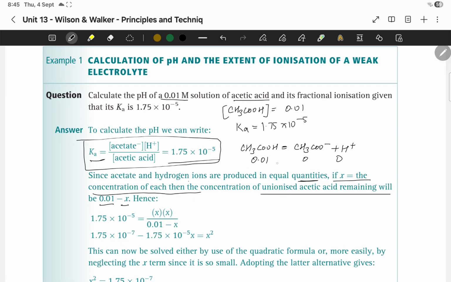So if this is 0.01 and this is 0.0, now after some time the products will be X, but the acid will become 0.01 minus X, right? Or vice versa. 0.01 minus X, it will become X and X. So these are the new concentrations. So we'll use this formula: X squared upon 0.01 minus X is equal to 1.75 into 10 raised to power minus 5.